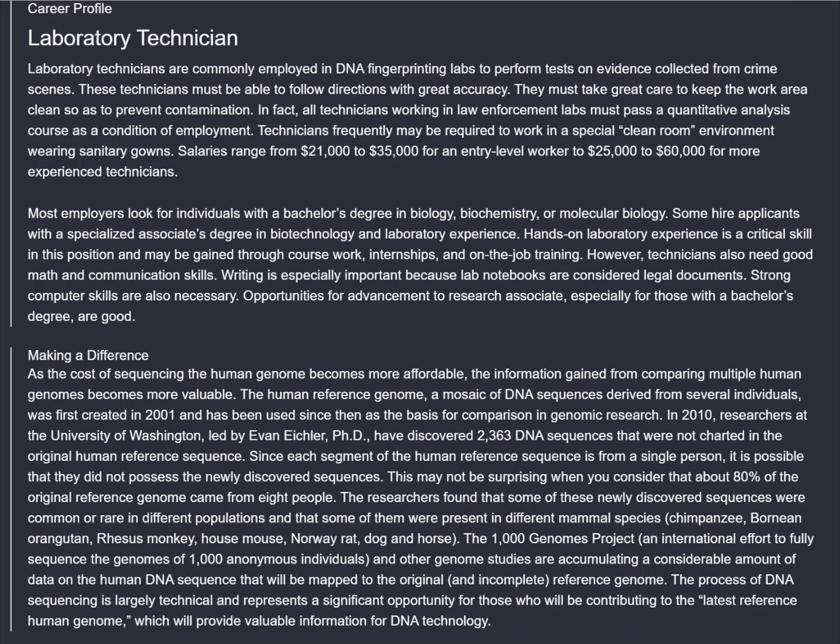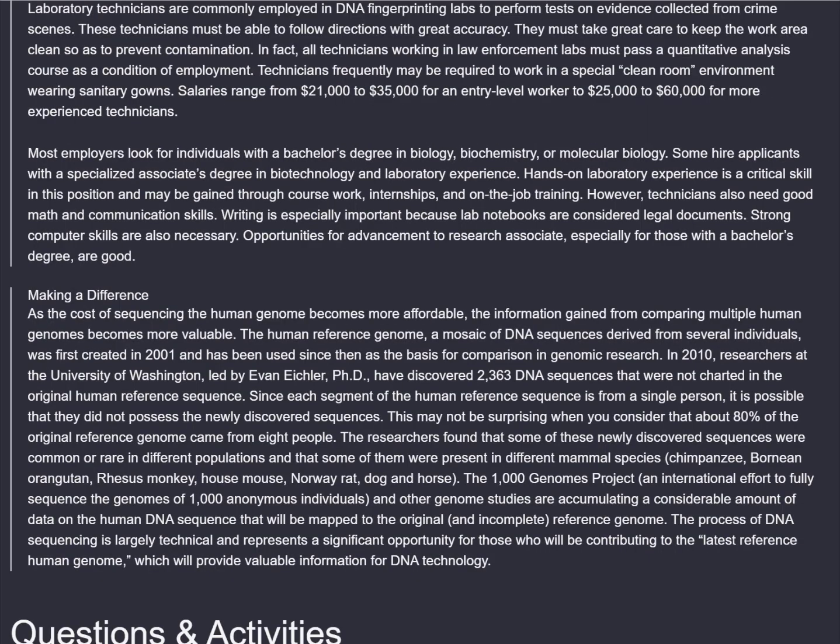Career Profile: Laboratory Technician. Laboratory technicians are commonly employed in DNA fingerprinting labs to perform tests on evidence collected from crime scenes. These technicians must be able to follow directions with great accuracy. They must take great care to keep the work area clean so as to prevent contamination. In fact, all technicians working in law enforcement labs must pass a quantitative analysis course as a condition of employment. Technicians frequently may be required to work in a special cleanroom environment wearing sanitary gowns.